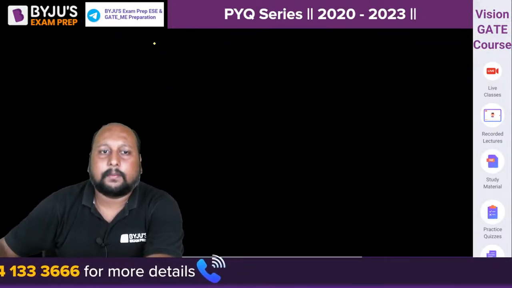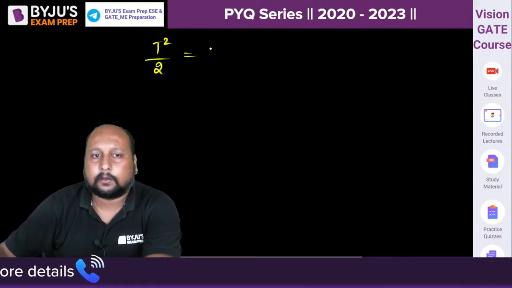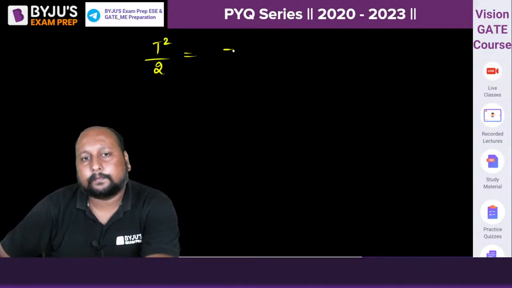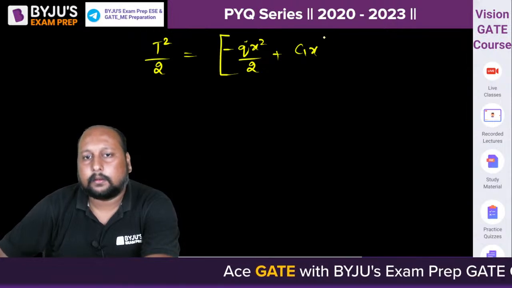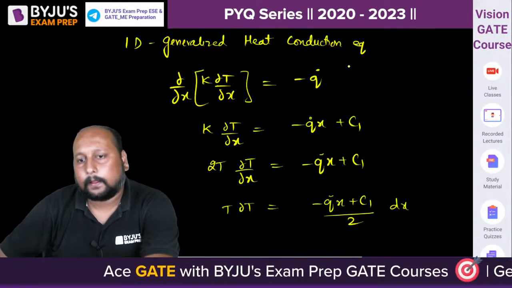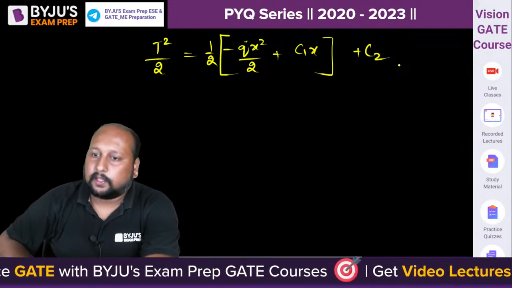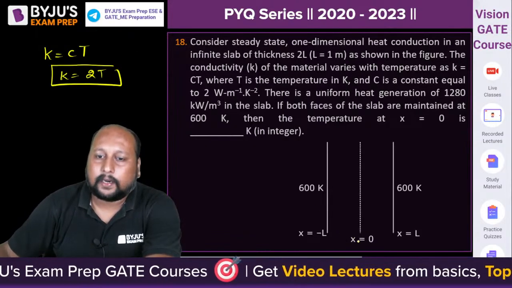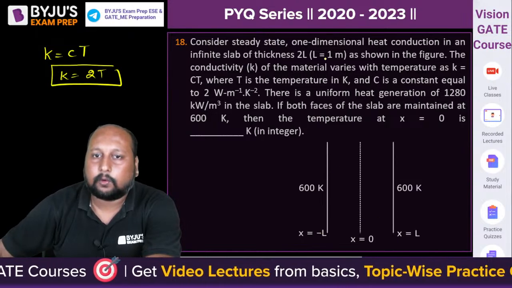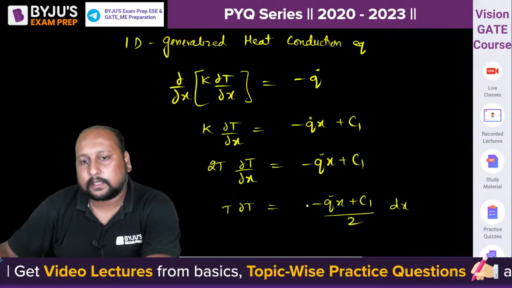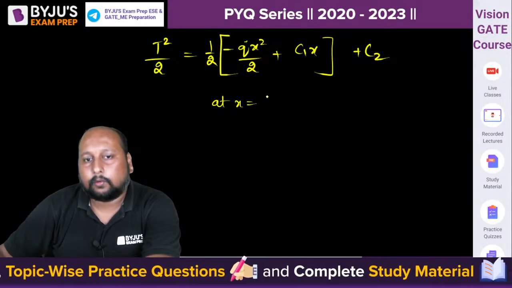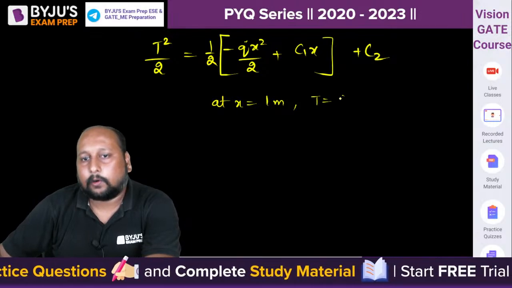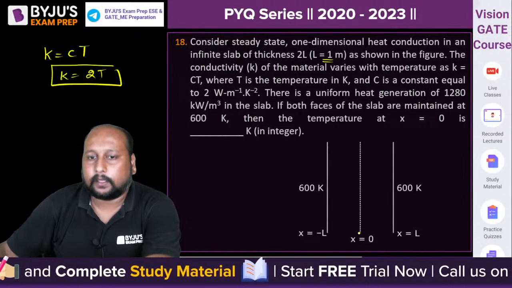So integrating both the sides, we will be getting T square by 2 is equal to minus Q dot x square by 2 plus C1 x plus C2, right? This is the formulation. Now they have given some values. So at x equal to minus L, L is equal to 1 meter, at x equal to 1 meter, your temperature is 600. Okay, so at x equal to 1 meter, your T is equal to 600 Kelvin, right?